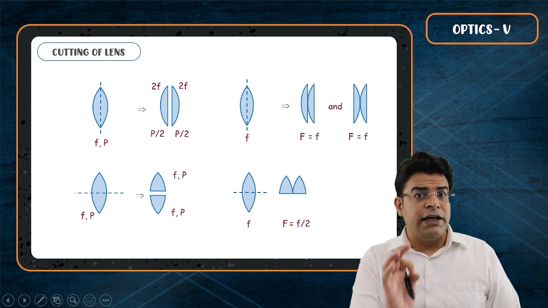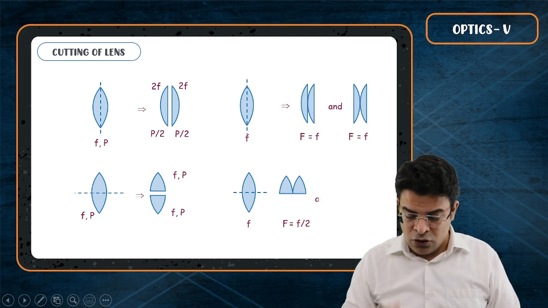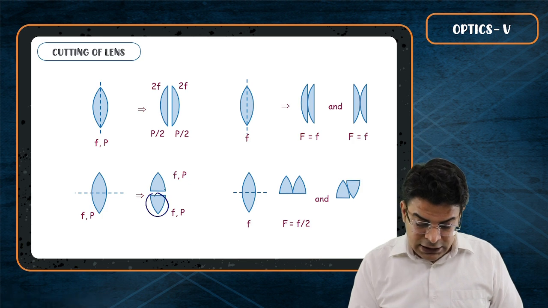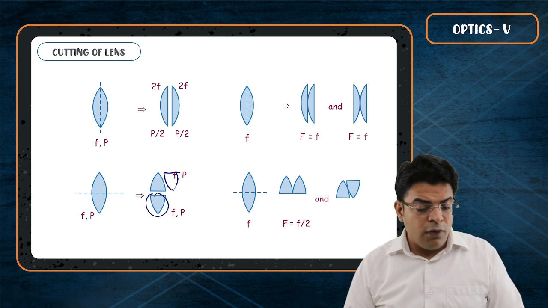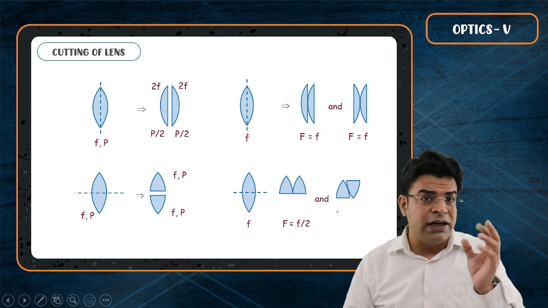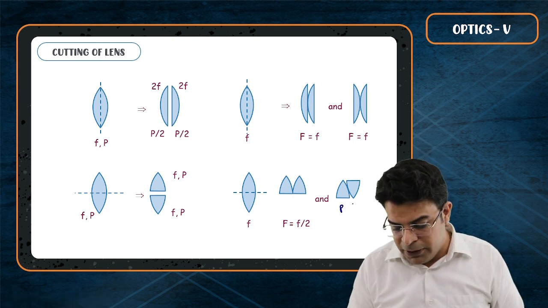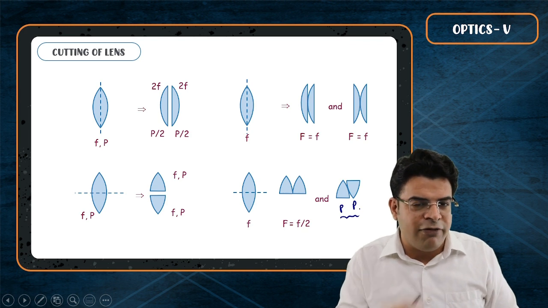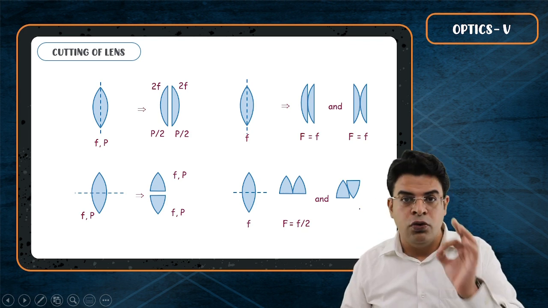And now the case which students usually answer wrong, this case. If the second lens is kept such that it is here, now what will be the effective power? Students think that the effective power will be still P plus P, the effective power will be 2P. So the focal length will be F by 2, and here is where it goes wrong.